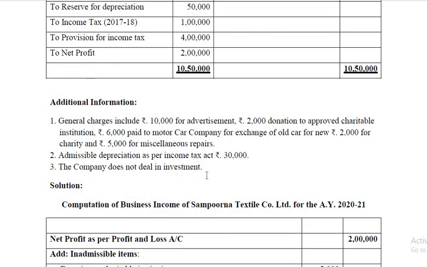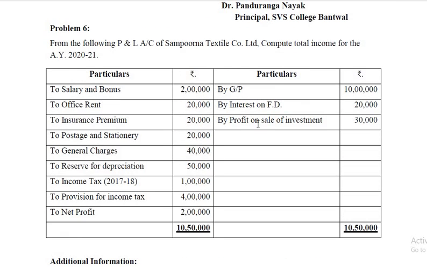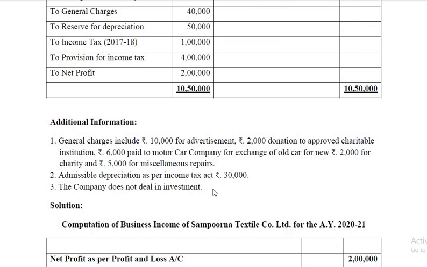Company does not deal in investment. Here is an item, profit on sale of investment. So the item is connected to this, even though it is not dealing in investment.